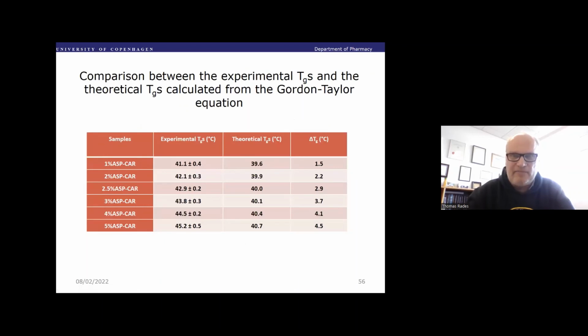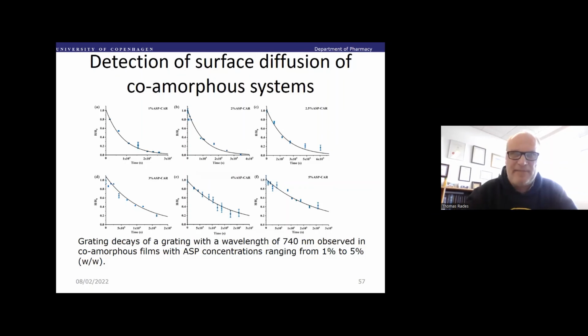And we do see, however, an ever increasing difference between the theoretical and the measured glass transition temperature. This is because the aspartic acid will form a salt with the carvedilol, but at these few percentages, this is mole percent, we are only getting a slight deviation. But then if we are measuring the decay for these different materials, we get curves like this.